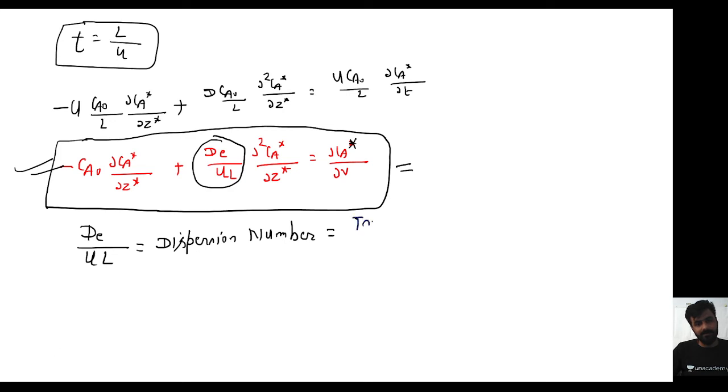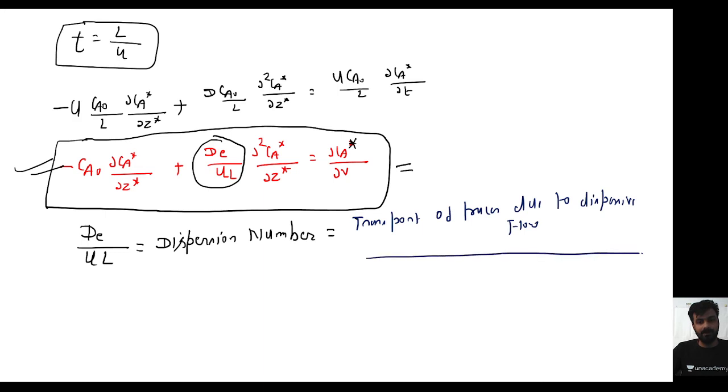transport of tracer due to dispersive flow divided by transport of tracer due to bulk flow. Are you getting?